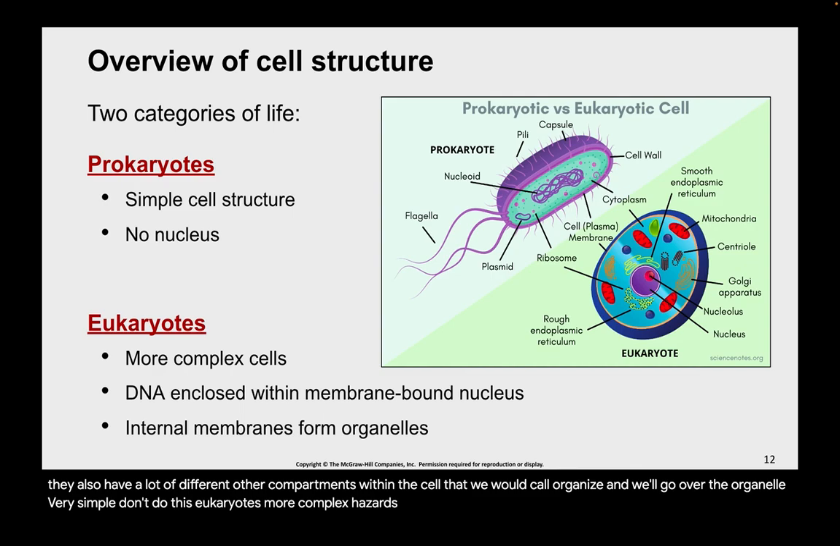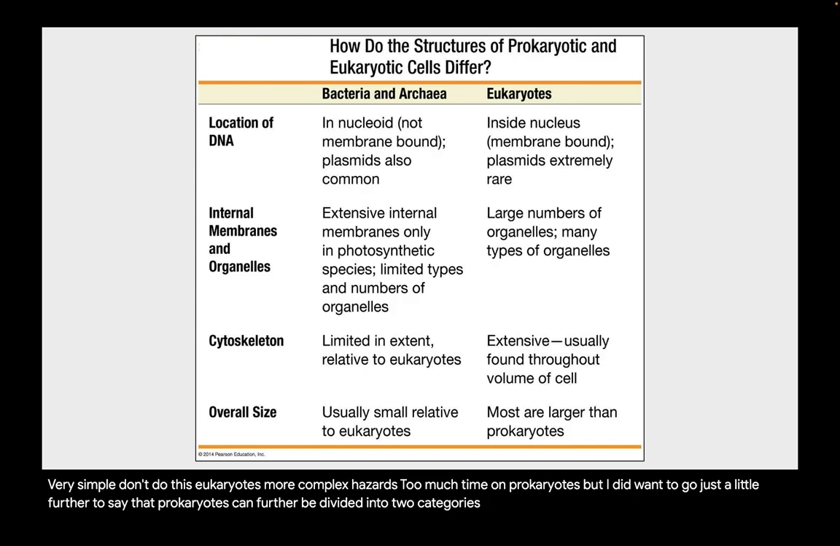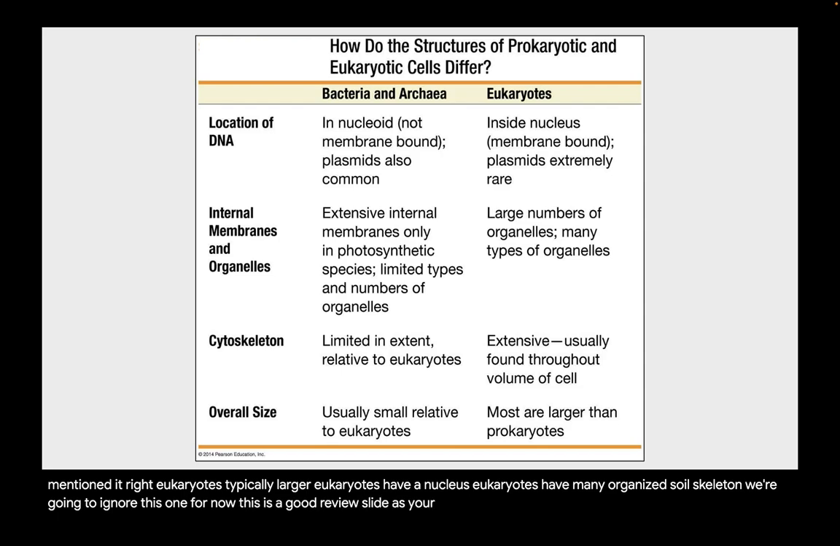We're not going to spend too much time on prokaryotes, but I did want to go just a little further to say that prokaryotes can further be divided into 2 categories. This slide is a great chart to tell you the difference between the 2. We've already mentioned it: eukaryotes are typically larger, have a nucleus, and have many organelles. Cytoskeleton, we're going to ignore this line for now because we will talk about the cytoskeleton in a bit. So this is a good review slide as you're studying.